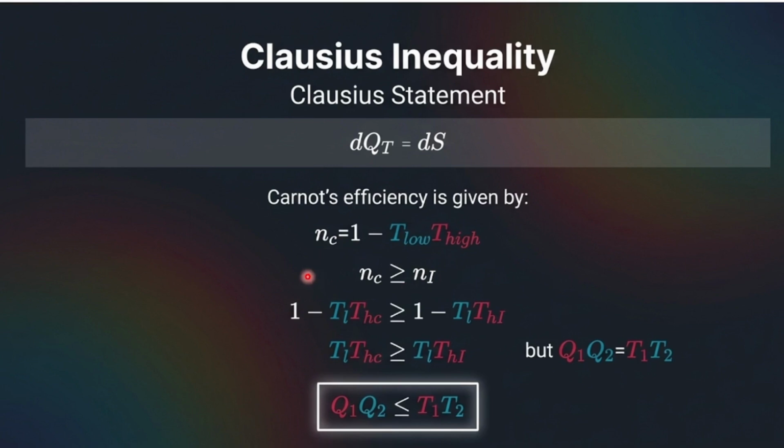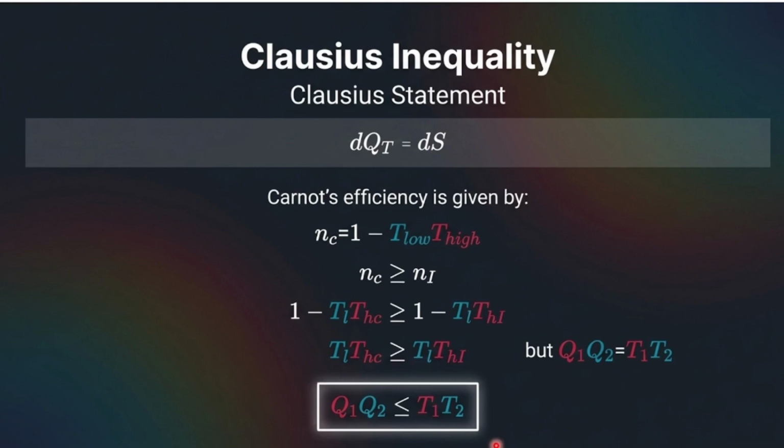Therefore, using this same expression, 1 minus temperature of low divided by temperature of high source will always be greater than 1 minus temperature of low divided by temperature of high for an irreversible process. So we conclude that temperature of low divided by temperature of high for a Carnot process will be greater than temperature of low divided by temperature of high for an irreversible process. But we know that Q1 divided by Q2 is equal to T1 divided by T2 from our derivation previously.